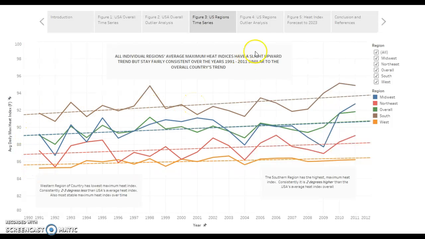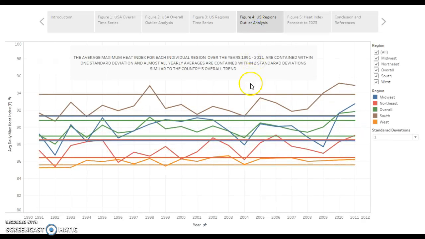To look at this further, we'll expand the outlier analysis that we did for the country overall into the regions as well. For the most part, we can see that the individual regions, just as for the overall, may have a few values that are outside the spread of 1 standard deviation, but not that many. So we still believe that our heat indices are staying rather consistent.